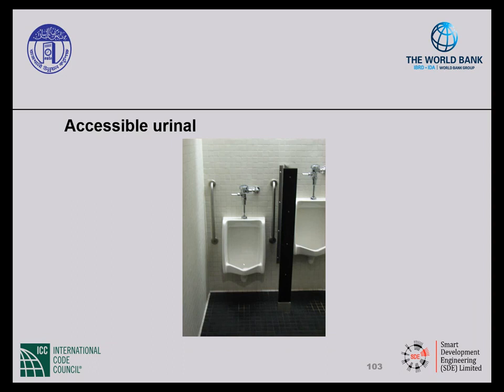This is an example of an accessible urinal. All the components are provided. You have vertical grab bars on either side of the fixture. The fixture is the appropriate distance off of the floor. And you also have the privacy screen and the sidewall that are located properly away from the vertical grab bar.